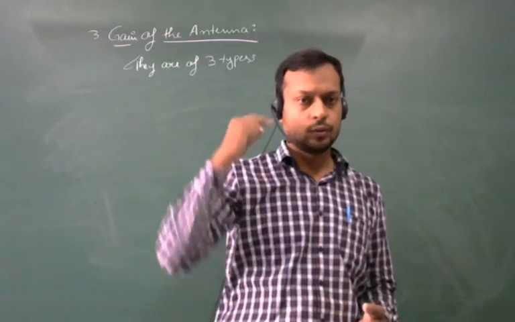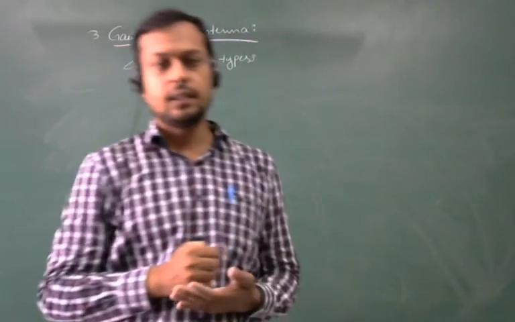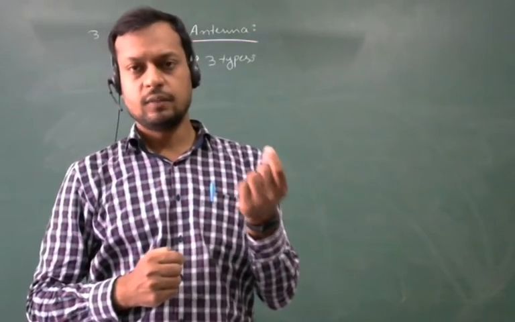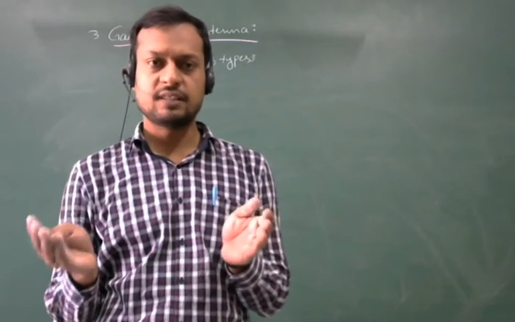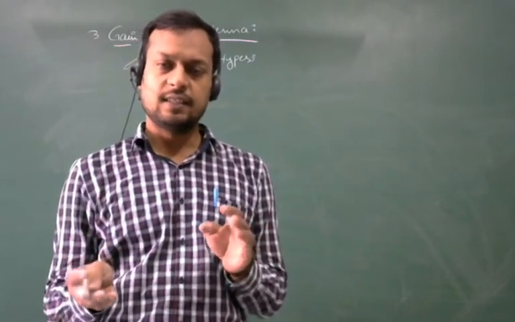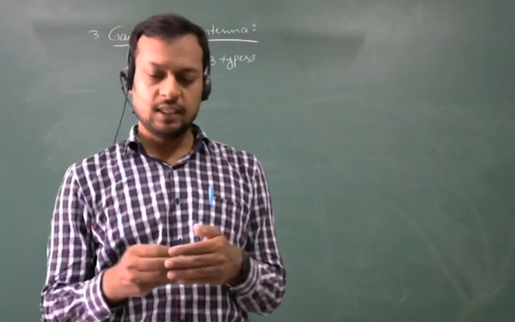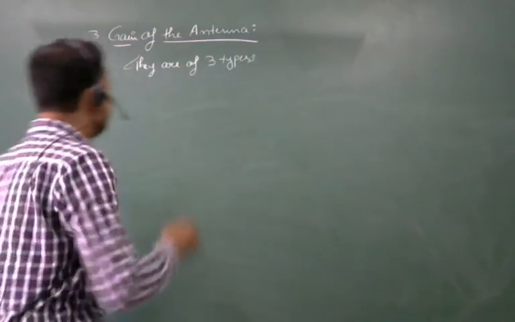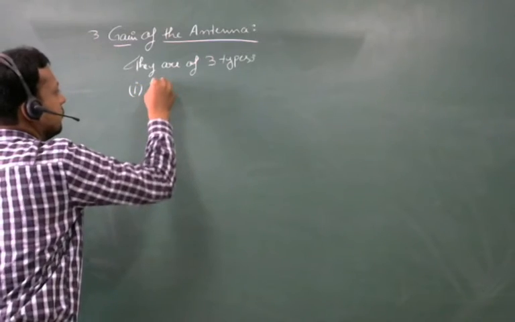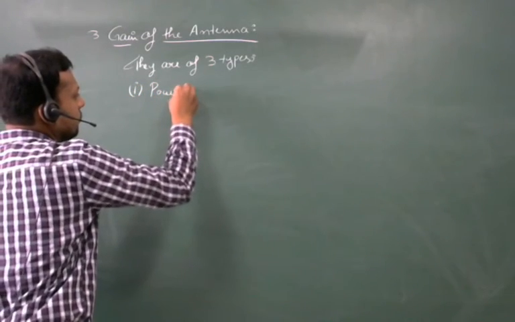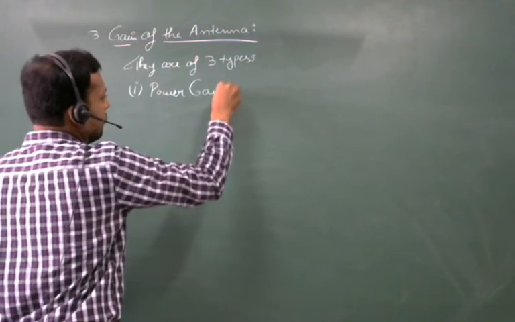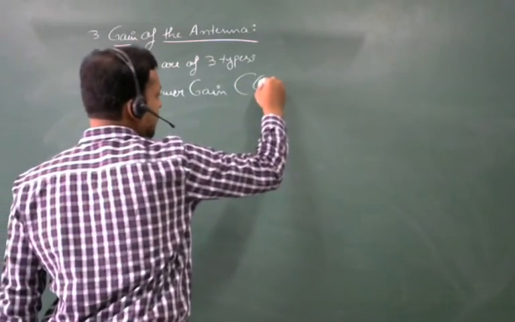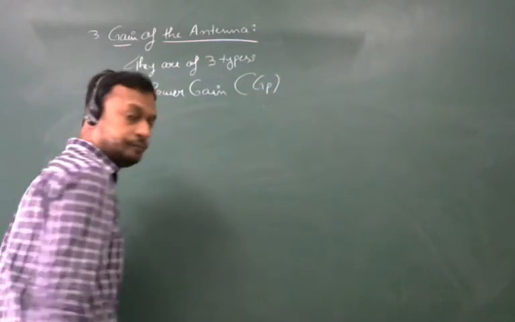So these types are the power gain, the directive gain, and the directivity. First, the power gain: we categorize how gain of the power is achieved for the given antenna. Then directive gain, that is the gain in a given direction, and directivity, the maximum gain. The power gain is denoted by capital G, G subscript P.